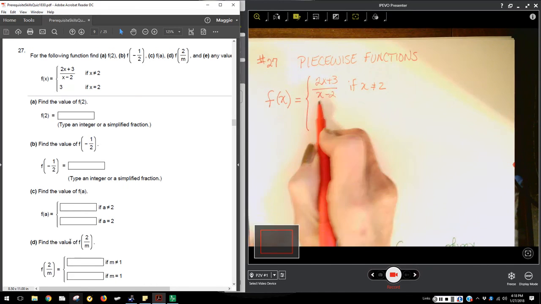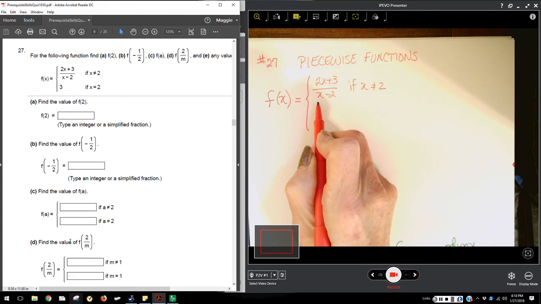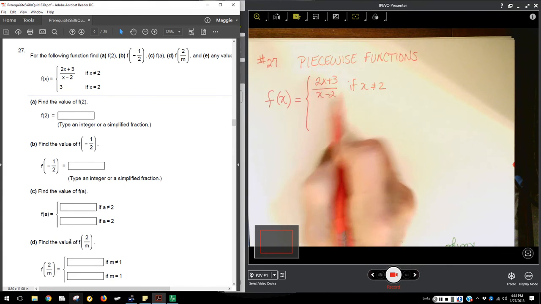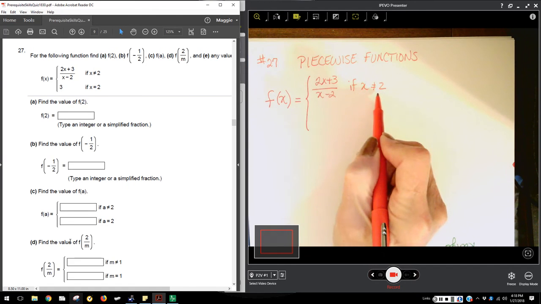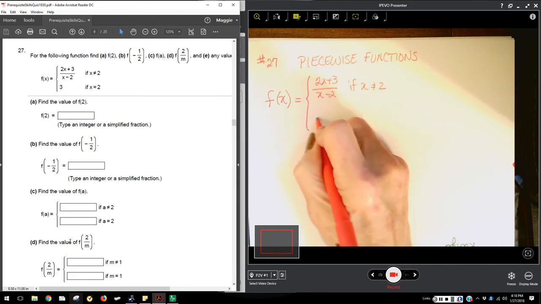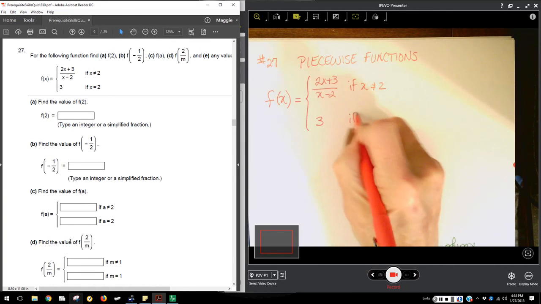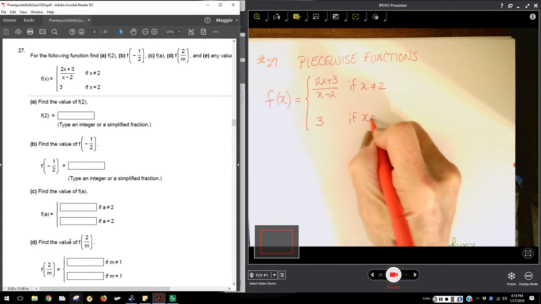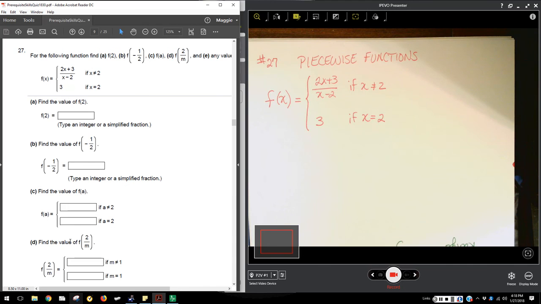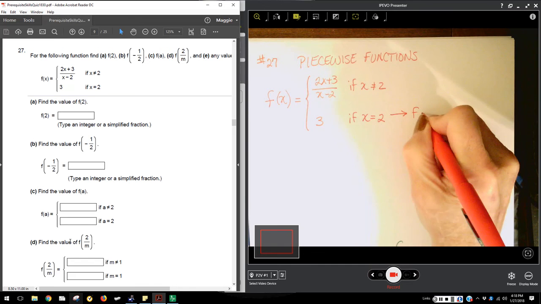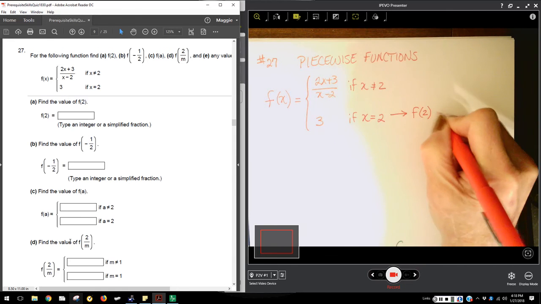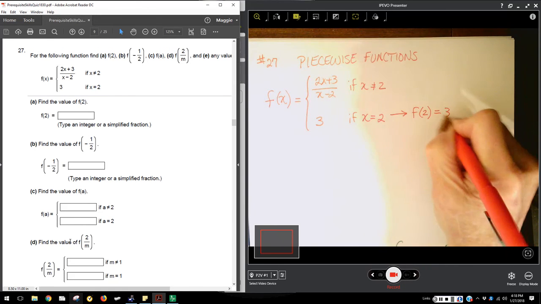And obviously you can't have x equal to 2 because that would cause us to divide by 0. So it follows this rational expression rule as long as x is not 2. If x is 2, then the value of the function is just simply going to be 3. And it says find f of 2. If x is equal to 2, f of x is equal to 3 by that rule right there.